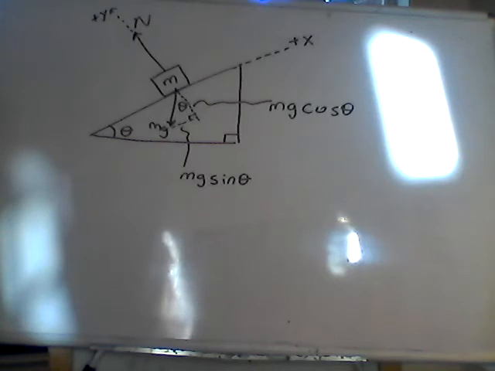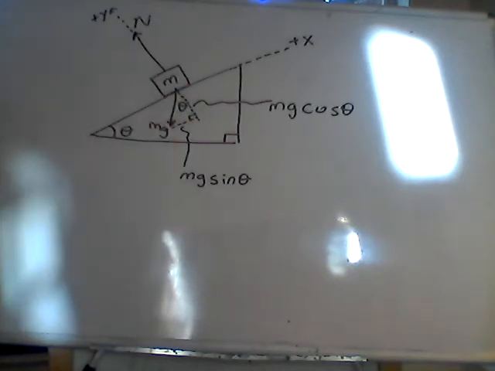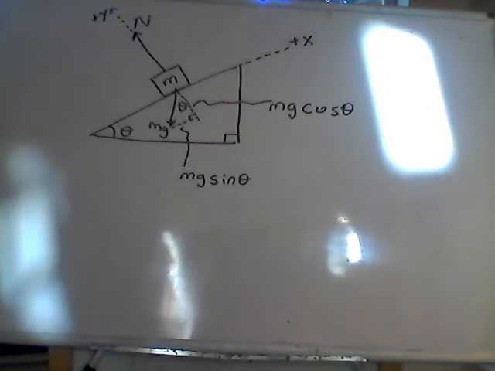So all I'm really doing is taking the weight and expressing it in terms of components of this new coordinate system. The only trade-off I have is that all the other forces are nice and easy. All the kinematics are entirely along x. The frictional force is entirely along x. The normal force is entirely along y. The only trade-off is I have to break up the weight into two components. All right, well, that's a good trade-off.